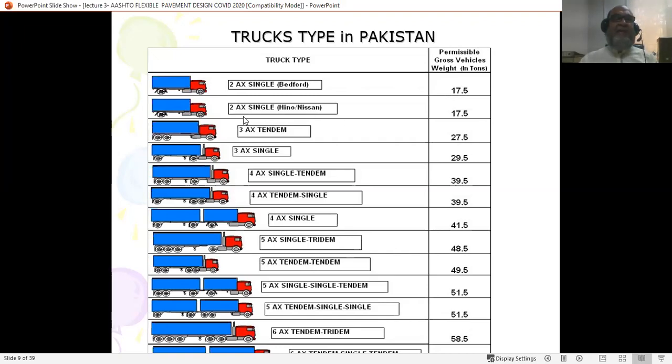Then there is another make of vehicle that we call Hino Nissan, and it has the same configuration. Now, there is one thing more.